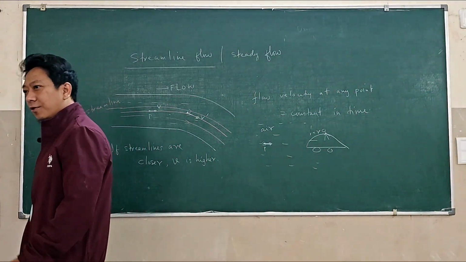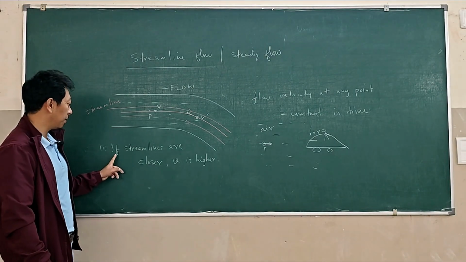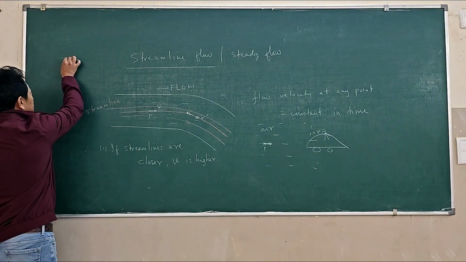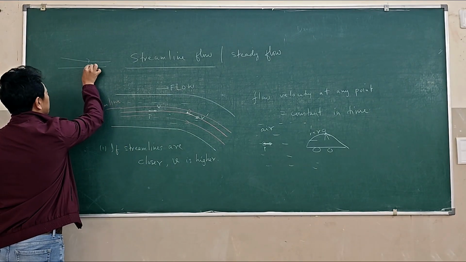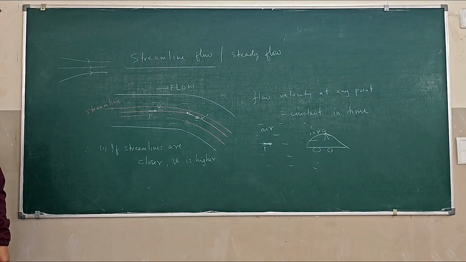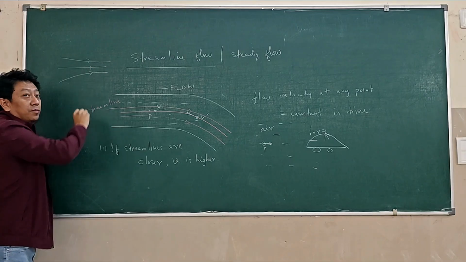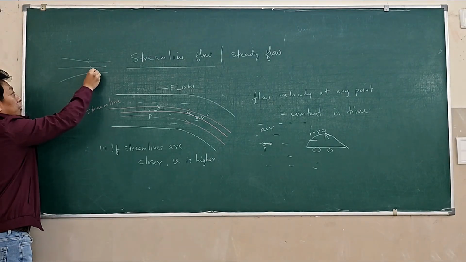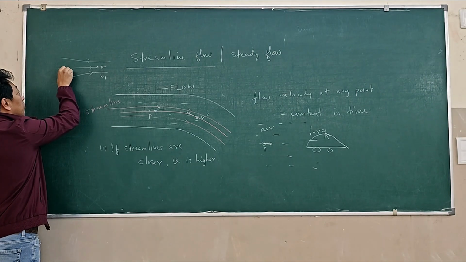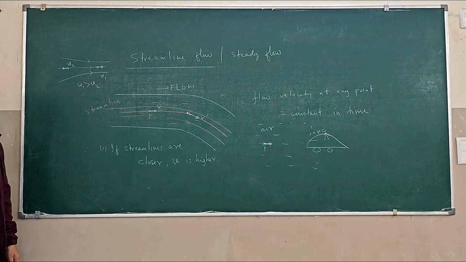What is equation of continuity? That is what I told, we will see later. But this property you try to remember. If streamlines are closer in a region, so if I show streamlines like this, then what does it mean? Here velocity of fluid is more, here velocity of fluid is less. So here flow velocity is more, here flow velocity will be less. That you try to remember.